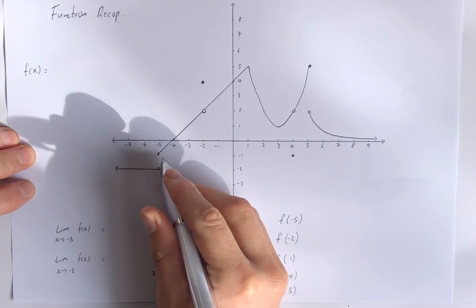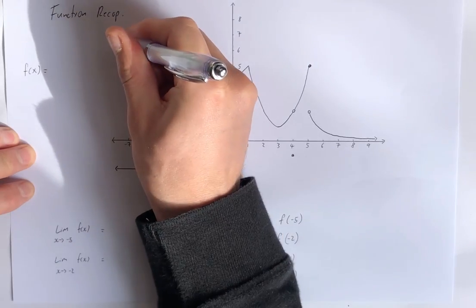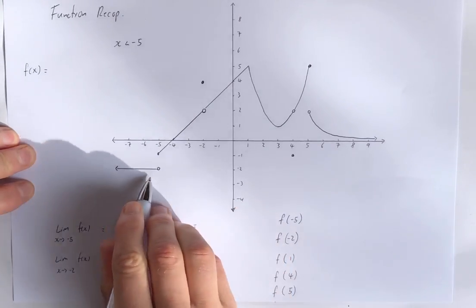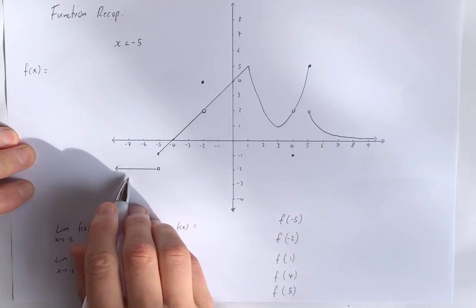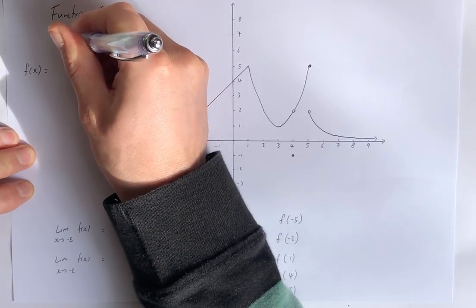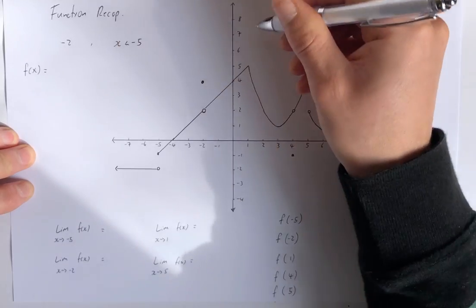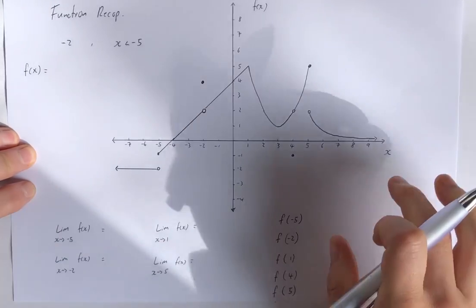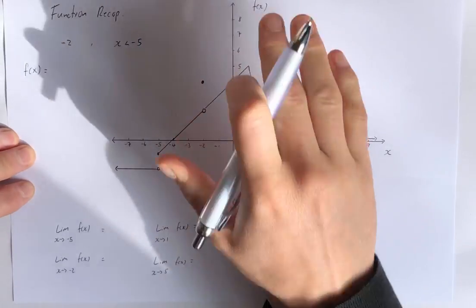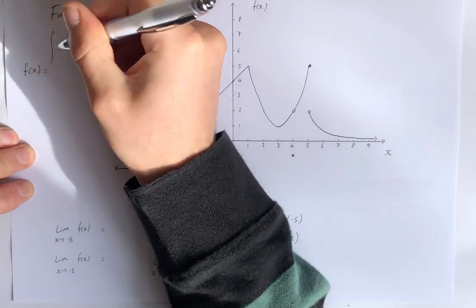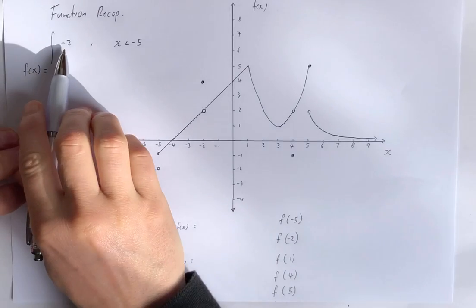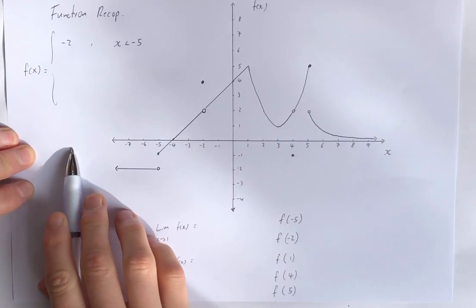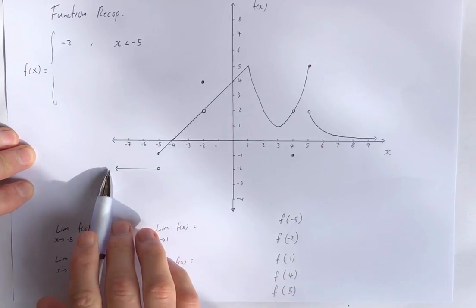So when x is less than -5, we have the line f of x is equal to -2. So on this axis we have output, and on this axis we have input. So think of it like your x and your y. It's the same thing, it's just this new function notation. So this function is -2 when x is less than -5. So from all of these values back, it's equal to -2.